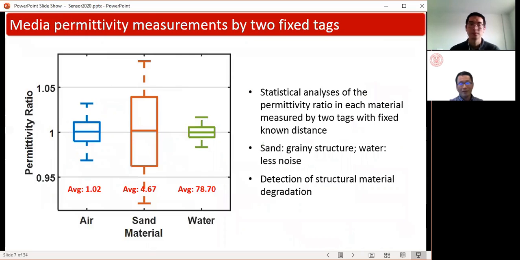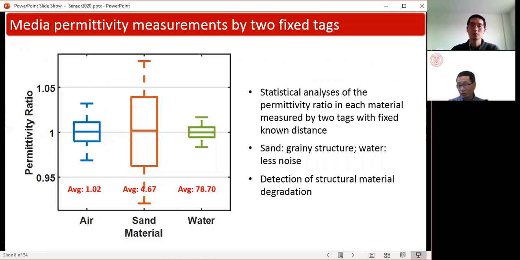Next slide. And we can use it in other ways. Say you have 2 tags with a known distance to each other. Then we can back out the permittivity of the media. What it shows here is that we use 2 tags, and when the tank is filled with air, we get a permittivity of about 1. In sand, it's about 4.67, and the variation is a lot larger because sand is a grainy structure. That large variation is expected. In water, we get a permittivity of 78.7, which is very close to the literature values.